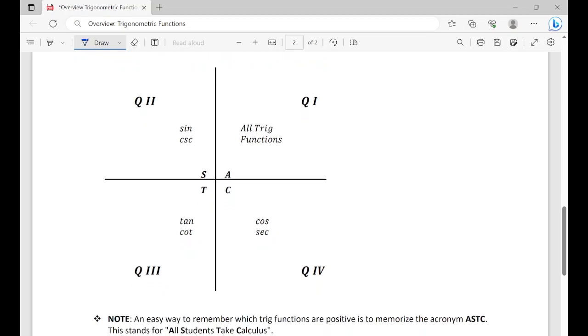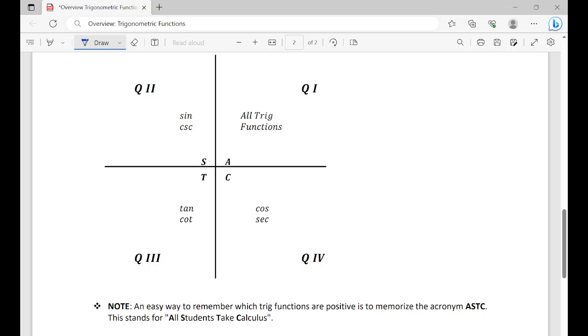So a nice way to remember this, a little bit of an easy way to remember this, is the acronym ASTC. And you might have seen in here that I have ASTC in each quadrant. And that just stands for all students take calculus. So all are positive, sine and its reciprocal are positive, tangent and its reciprocal are positive, cosine and its reciprocal are positive. So ASTC. That way you can always know whether it's supposed to be positive, or if it's not, then it's negative.